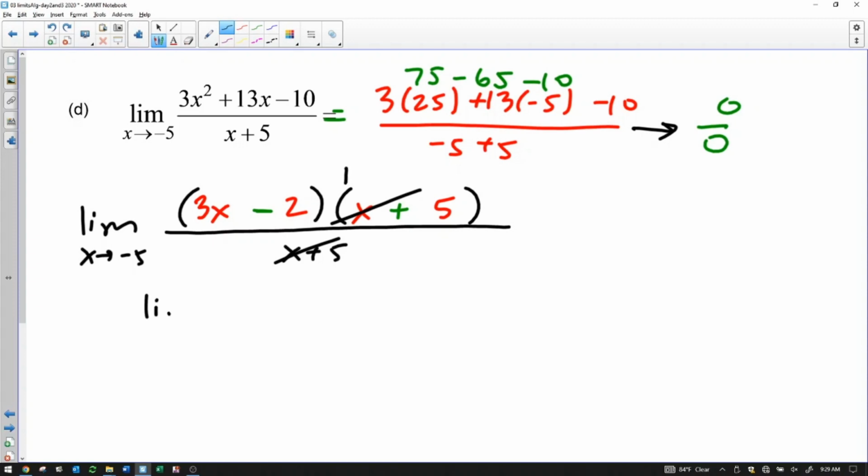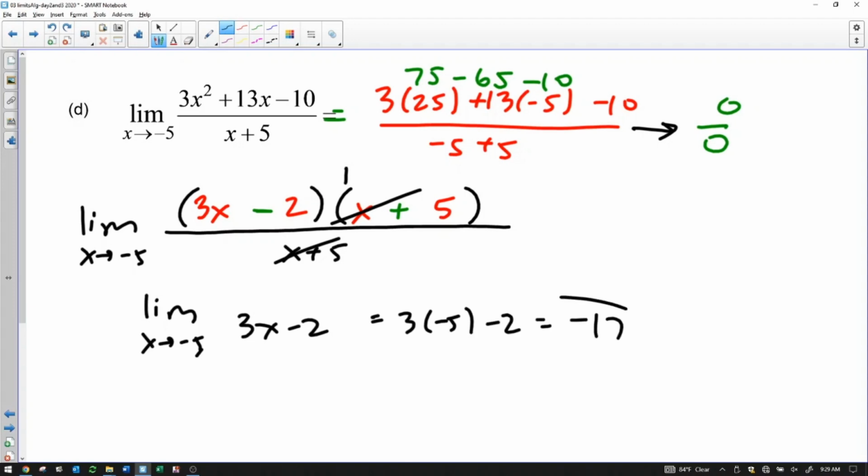So what I end up getting is a limit as x approaches negative 5 of 3x minus 2. And what do you do now? You plug in. So this is going to give you 3 times negative 5 minus 2, which will give you negative 17. Did you get negative 17?